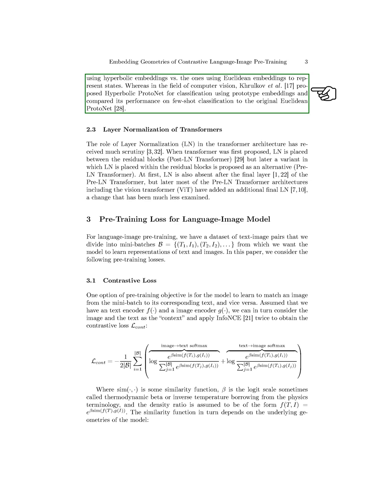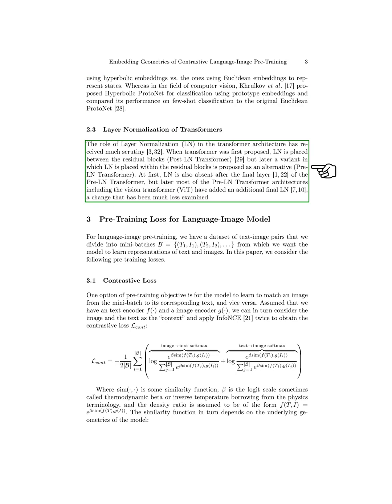Lastly, we address the role of layer normalization in transformer architectures, which has been a topic of much discussion. Initially, layer normalization was applied after residual blocks, but later versions placed it within the blocks. Most pre-layer-norm transformer architectures, including vision transformers, have since added a final layer normalization, a change that has not been thoroughly examined.